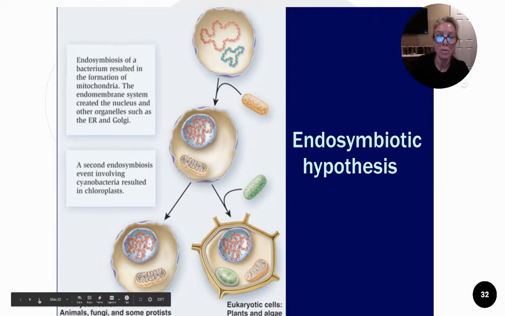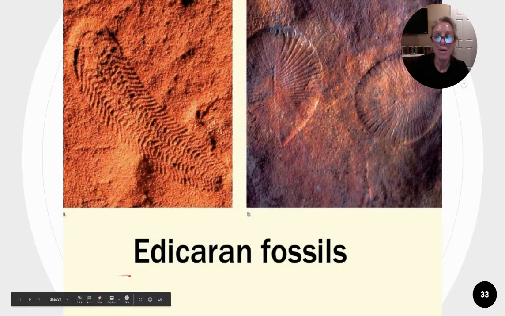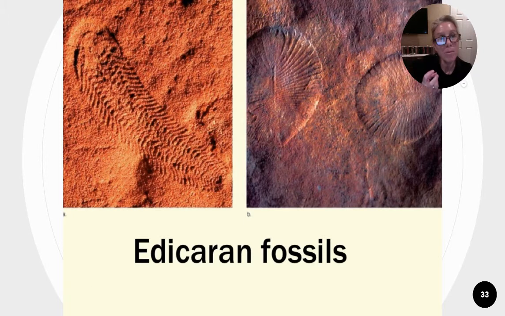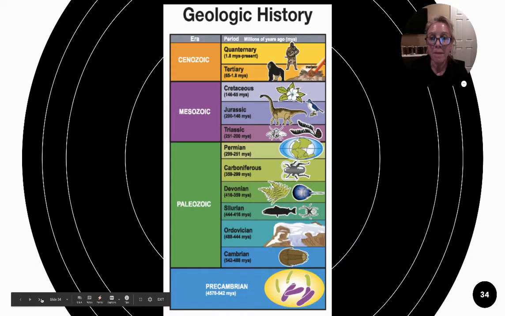Look right here. I just want to remind you again about the endosymbiotic hypothesis. We've talked about that before. And then here are these Ediacaran fossils. They're multicellular, very thin, and very flat-bodied. So in the Precambrian, what I want you to put in your notes is you went from the first cells all the way to invertebrates and algae. From the first cells all the way to invertebrates and algae. Okay, so take a look.